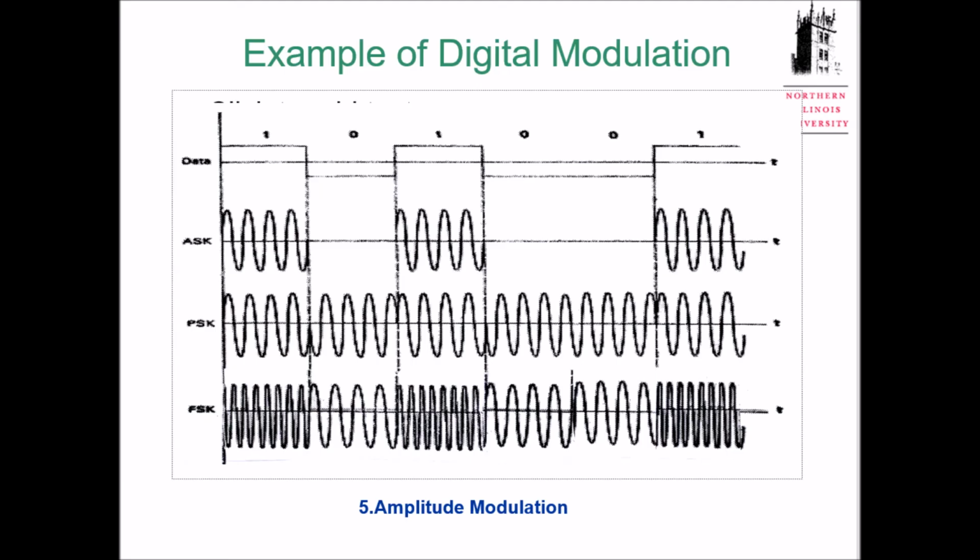People also combine ASK and PSK. So if I change both A and P, we call it QAM, right? So both A and P can be changed. FSK in digital communication is not so popular as QAM or PSK, since you have to use a different frequency, right?